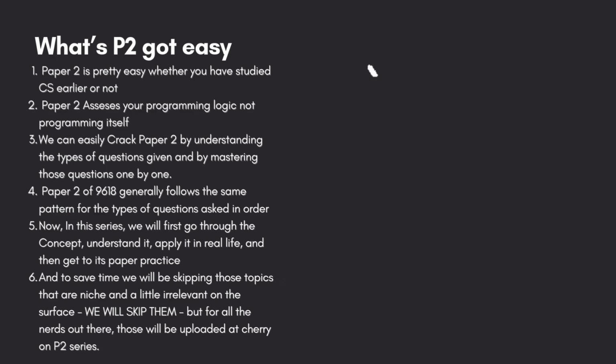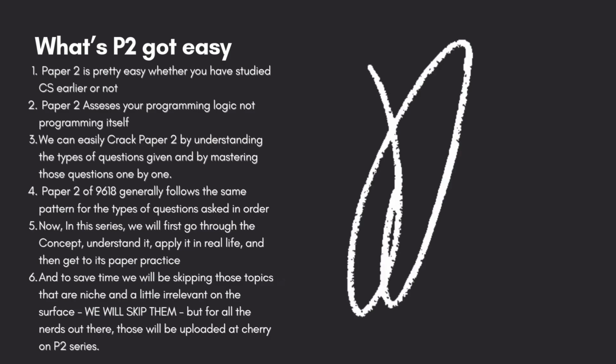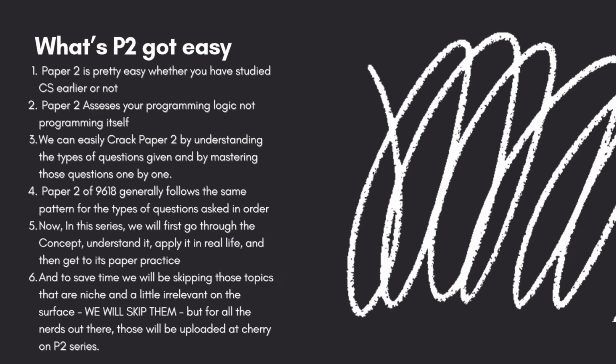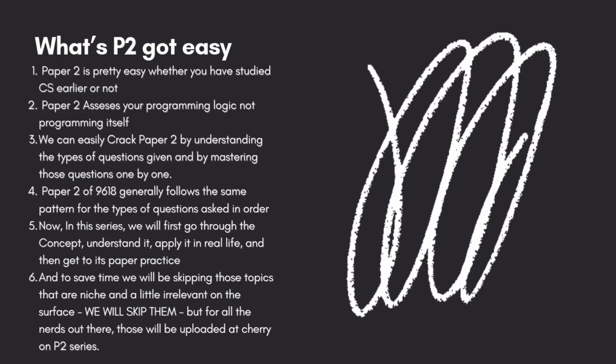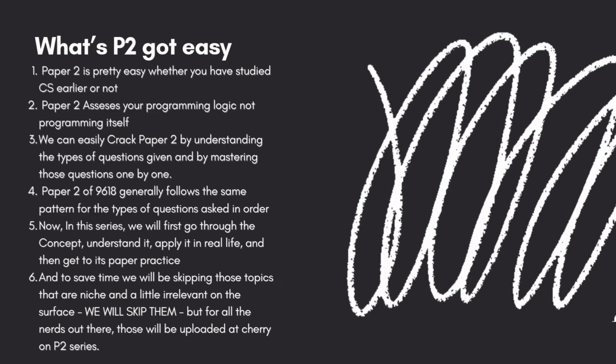Number three, we can easily crack paper 2 by understanding the types of questions given and by mastering those questions one by one. So now you might ask, what are the skills that paper 2 presents to you? Paper 2 is basically programming logic, and by understanding this programming logic, we can easily execute these skills in programming languages by coding. But that is not what we want right now. What we want is getting a good grade in paper 2. And how can we do that?